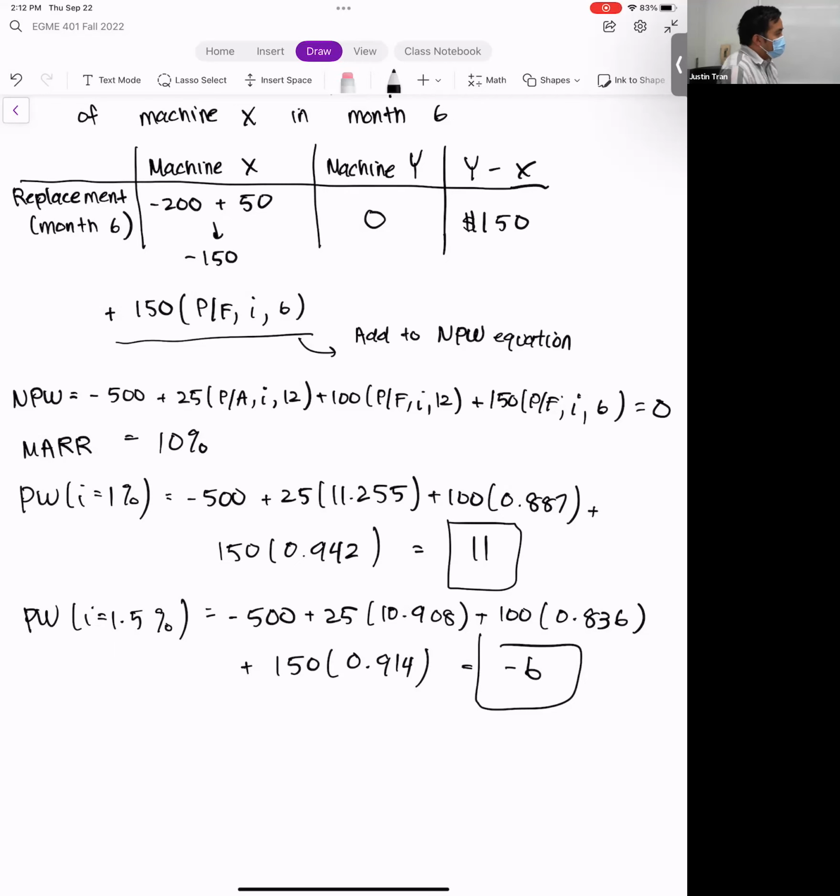And so what these calculations tell us is that the rate of return of the increment is somewhere between 1 and 1.5%. This is nowhere near the MARR. So in this case, I'm not even going to bother with the interpolation because I know it's going to be way far off.